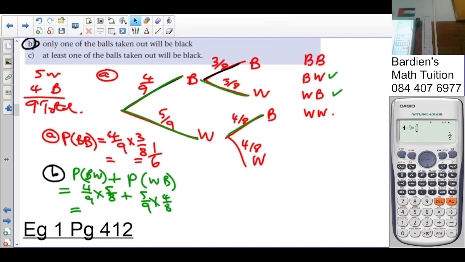Then on the calculator, it is 4 over 9 times 5 over 8 plus 5 over 9 times 4 over 8. That will give you 5 over 9. Okay, do you guys understand?